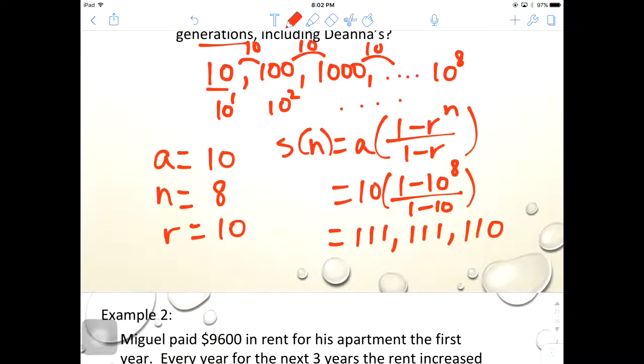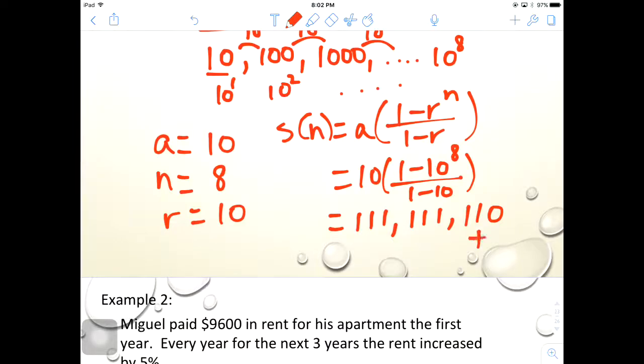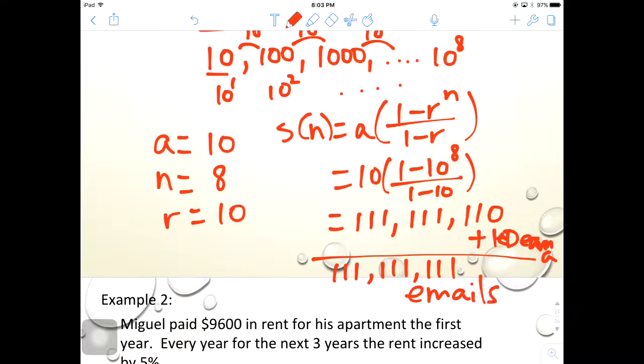And then at the end, it says how many emails will have been sent, including Deanna's email. So then we have to add the one that Deanna sent. So this is D right here. Okay, Deanna. And we're going to add that one, so we will get a total of 111,111,111 emails altogether. And that is the answer for this problem.